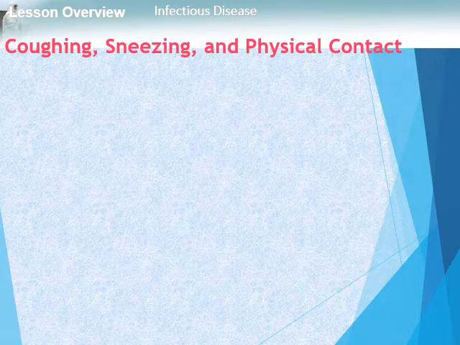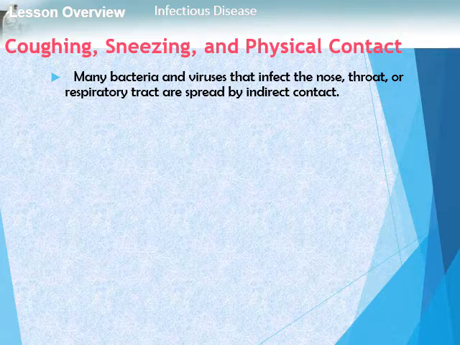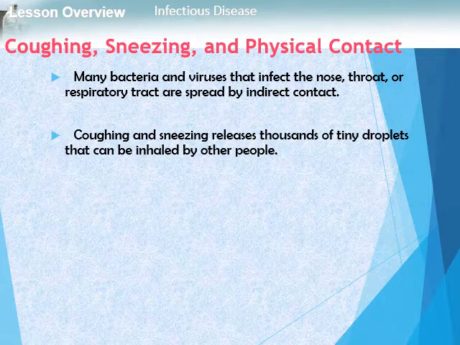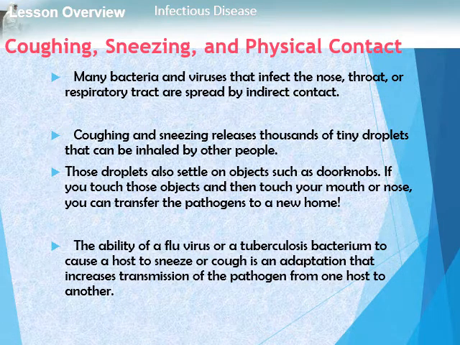Coughing, sneezing, and physical contact. Many bacteria and viruses that infect the nose, throat, or respiratory tract are spread by indirect contact. Coughing and sneezing releases thousands of tiny droplets that can be inhaled by other people. Those droplets also settle on objects such as doorknobs. If you touch those objects and then touch your mouth or nose, you can transfer the pathogens to a new host. The ability of a flu virus or a tuberculosis bacterium to cause a host to sneeze or cough is an adaptation that increases transmission of the pathogen from one host to the other.